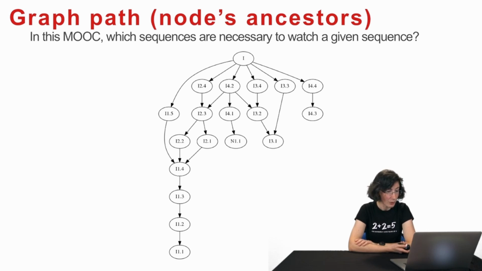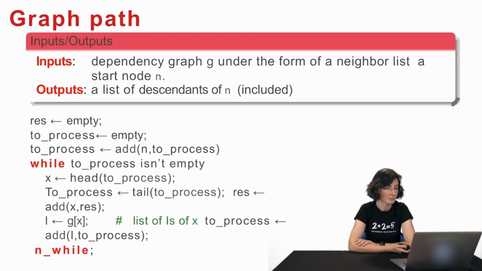Say you want to watch a given sequence, how will you know which sequences you need to watch before? I can give you an algorithm I'll unfold right after. As input, you have a dependency graph that is exactly the drawing on the previous slide where neighbors are stored as a list. I have a start node n, which is the sequence I'd really like to watch, and the output is the list of the dependencies of n. So the sequences I need to watch before the sequence n.